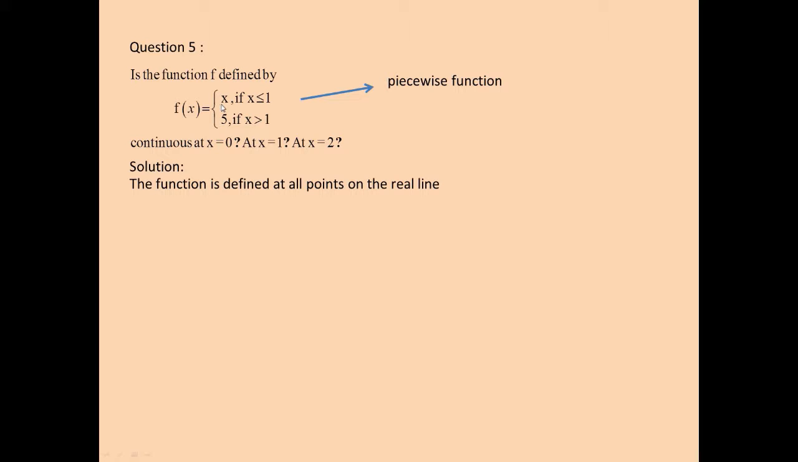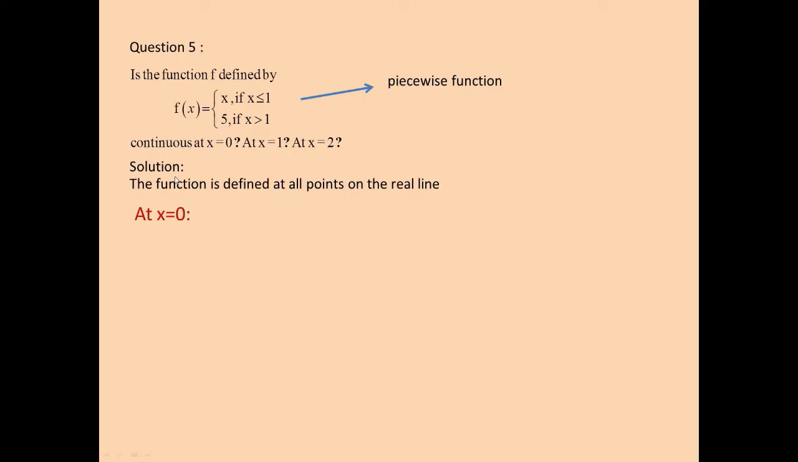The function is defined differently in different domains. For x less than or equal to 1, the function is defined as x. For x greater than 1, the function is defined as 5. Such a function is known as a piecewise function. For x less than 1, f of x is equal to x, continuous. For x greater than 1, f of x is equal to 5, continuous. At x equal to 1, the function is defined differently, so we will have to check very carefully.